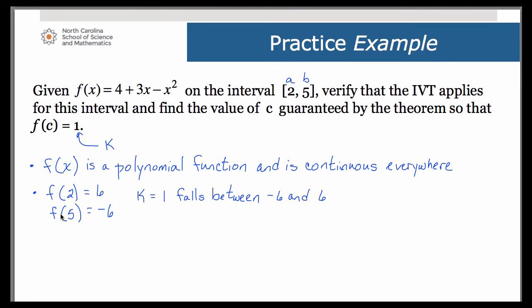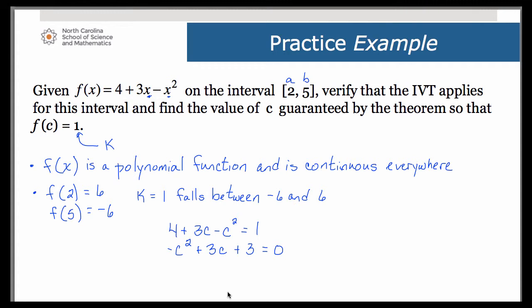So what we want to find is the c value, and that's going to have to lie in between 2 and 5, such that f of c is going to equal 1. So if we were to substitute c in place of our x's, we would have 4 plus 3c minus c squared, and that needs to equal 1. Well, that's simply a quadratic that we can solve. We can rearrange it, and that would give us negative c squared plus 3c plus 3 equals 0.